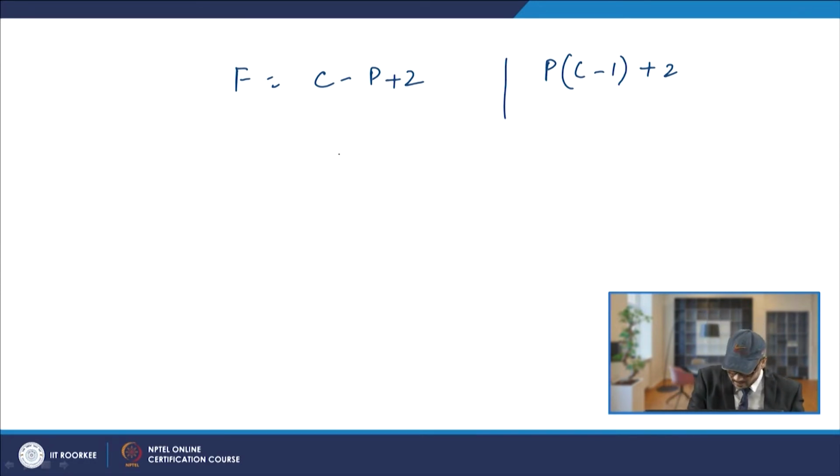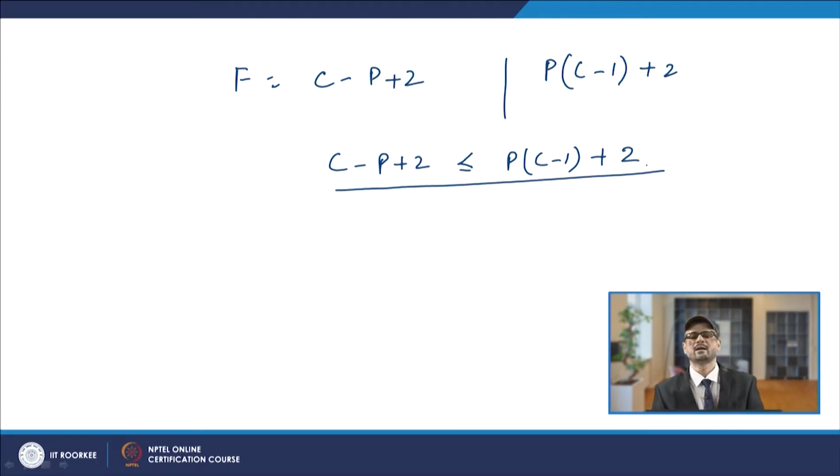So, basically C minus p plus 2 cannot be more than p into C minus 1 plus 2. What we can make out from this is that if there is only one phase present, that is p equal to 1, then the degree of freedom is equal to the total number of variables. In that case it will be C minus 1 plus 2 for the variables, and the degrees of freedom also C minus 1 plus 2, so C plus 1.